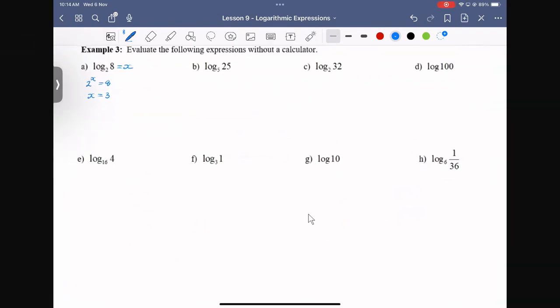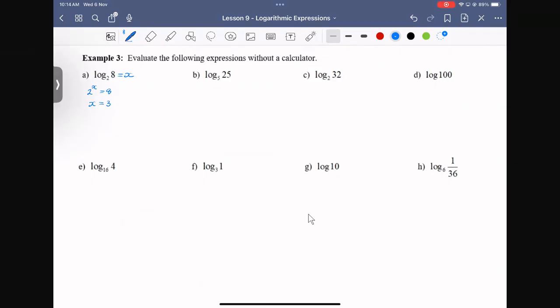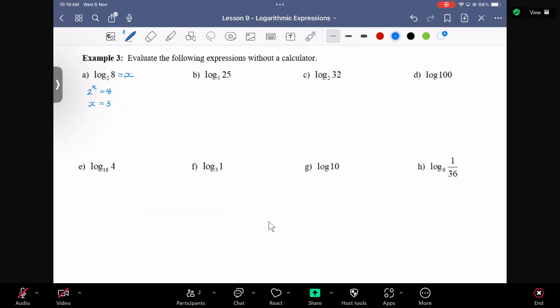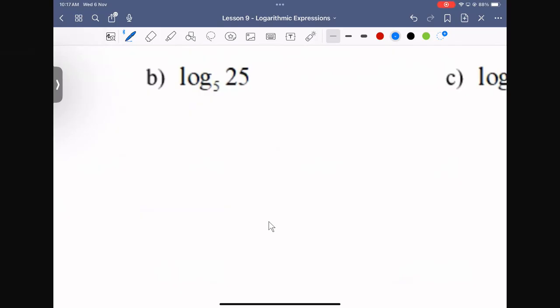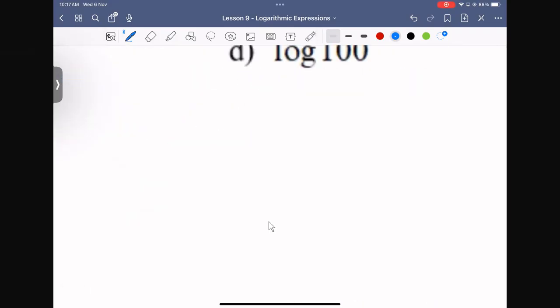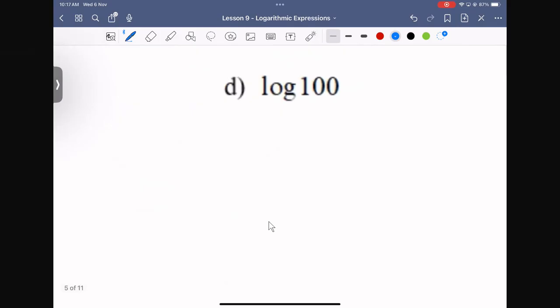Have a go at these questions here. We've got quite a few questions on this one. 5 minutes, please. Right, so the first one. What do we raise 5 by to get 25? So this is equal to 2. In other words, 5 to the what is equal to 25? 5 to the 2. What do we raise 2 by to get 32? 2 to the 5 is equal to 32. What do we raise 10 by in order to get 100? Zinedine? 2.